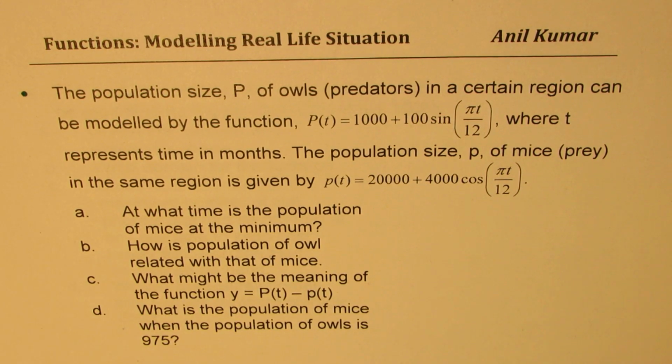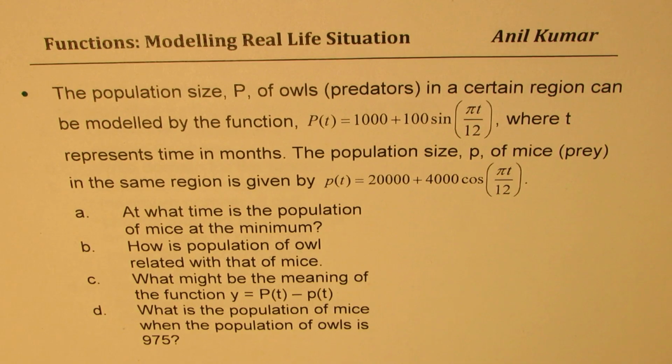Here is the very first one. We're talking about population of owl and mice. Trigonometric equations are given here to model the situation. And then you have four related questions. You can always pause the video, answer this question, and then move on. The other two questions are kind of similar, but with different functions, right?